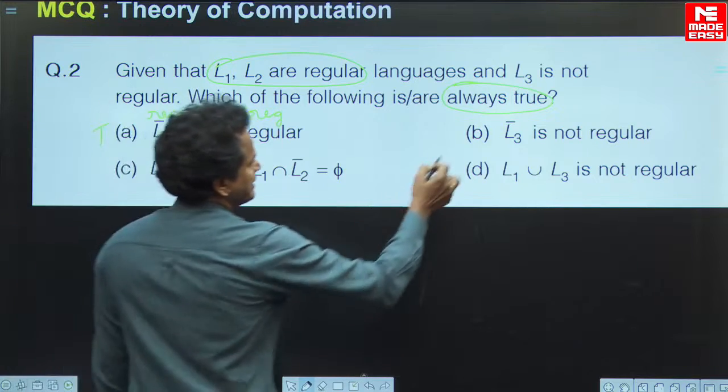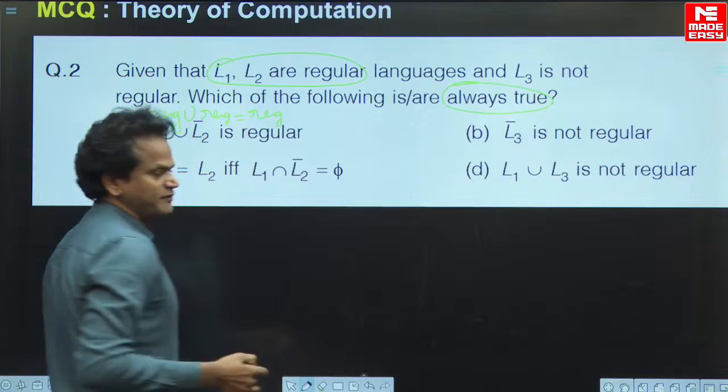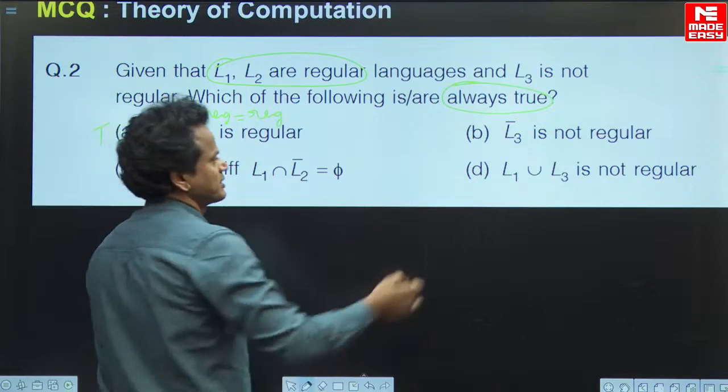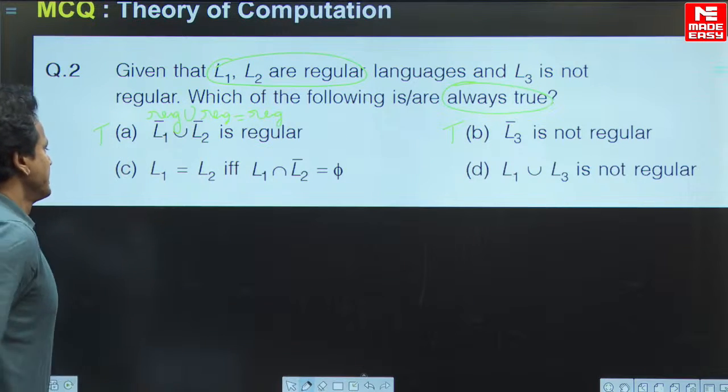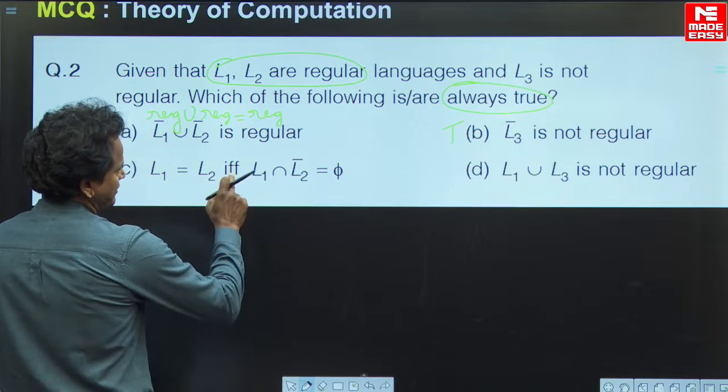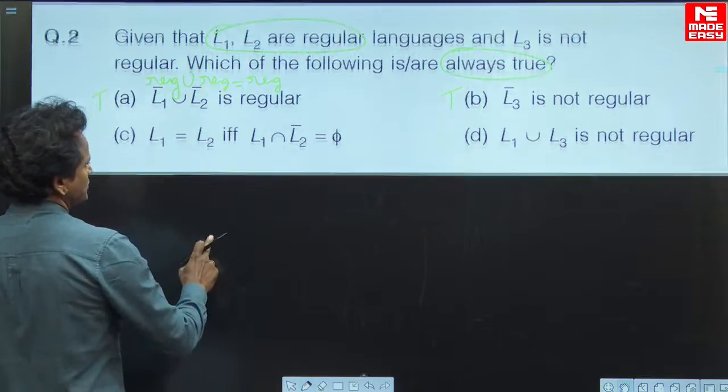Coming to L3, given that it is not regular: if a language is not regular, its complement is also not regular. L3 complement is also not regular. It is true. Next, L1 equals L2 if and only if L1 intersection L2 complement is empty.